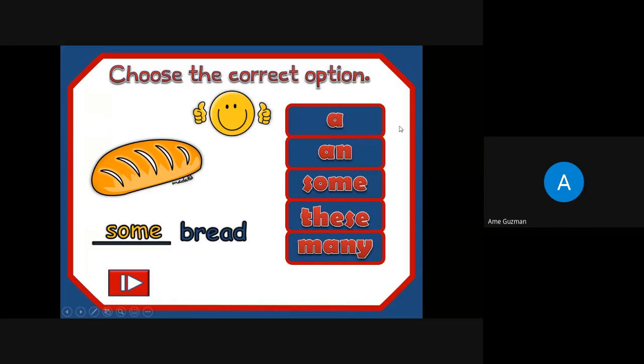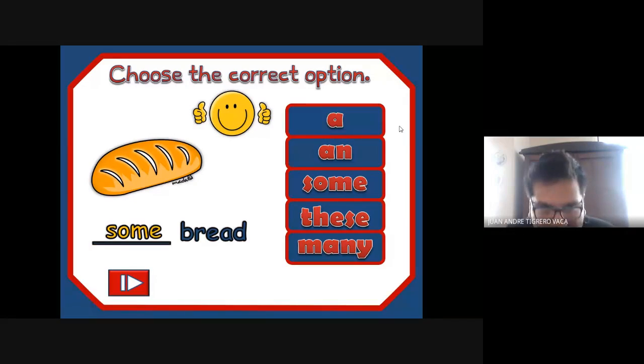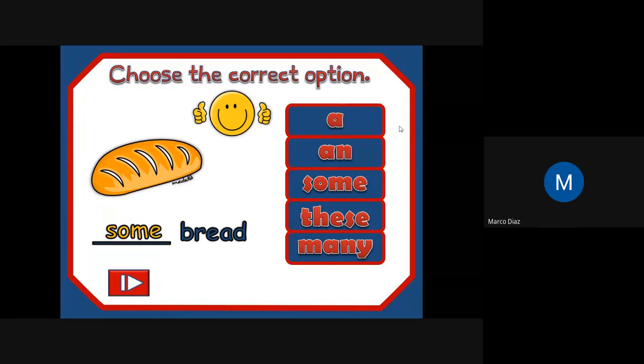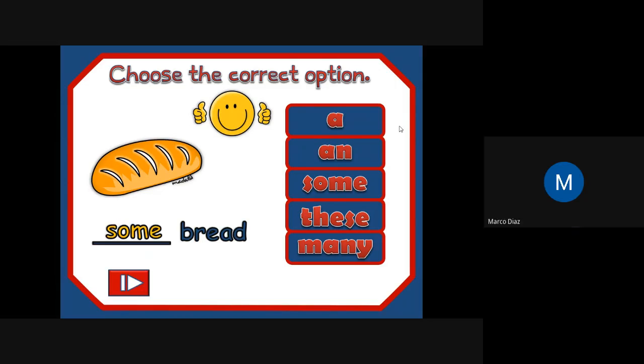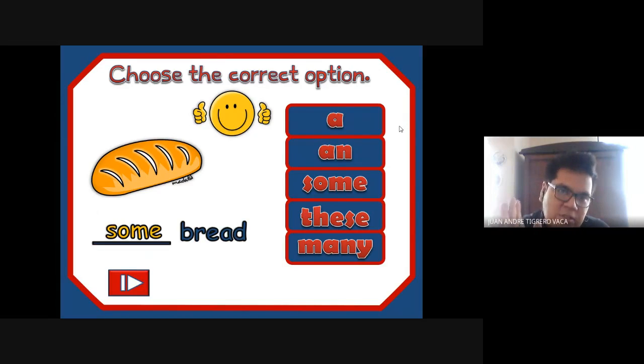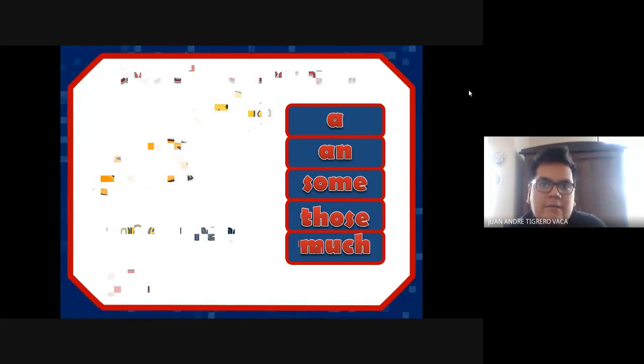Exactly. Remember, in Spanish we can count bread. We can say un pan, dos panes. The thing is that in English, to count the bread, you have to count slices. So one slice of bread. It is the same with pizza. You cannot count pizza. You can count slices of pizza. All right? That's the key.